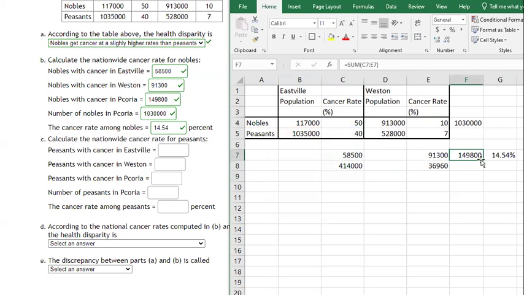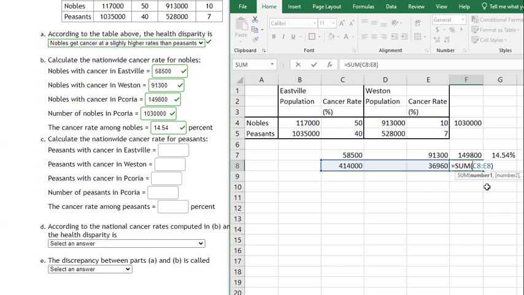Okay, so we're just going to drag this down. This is going to sum the number of peasants in Eastville that have cancer with the number of peasants who have cancer in Weston, right? Remember how we got these two numbers. We multiply these two numbers after we converted 40 to a percent, right? And we do the same thing with this, right?